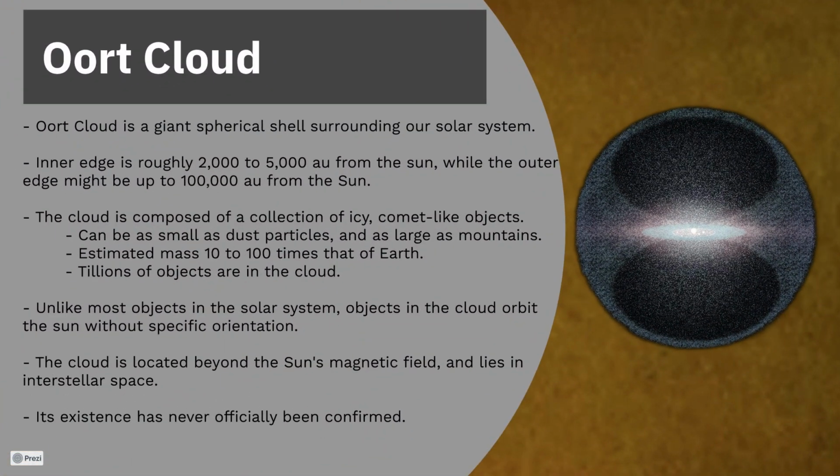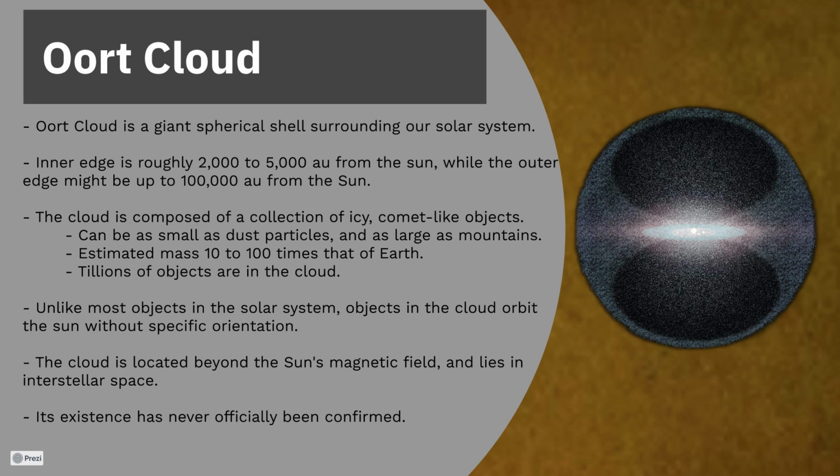The Oort cloud. The Oort cloud is a giant spherical shell surrounding our solar system. It is found beyond the Kuiper belt and beyond the influence of the sun's magnetic field, lying in interstellar space. The inner edge of the cloud is thought to be between 2,000 and 5,000 AU from the sun, while the outer edge might be 10,000 to 100,000 AU from the sun.